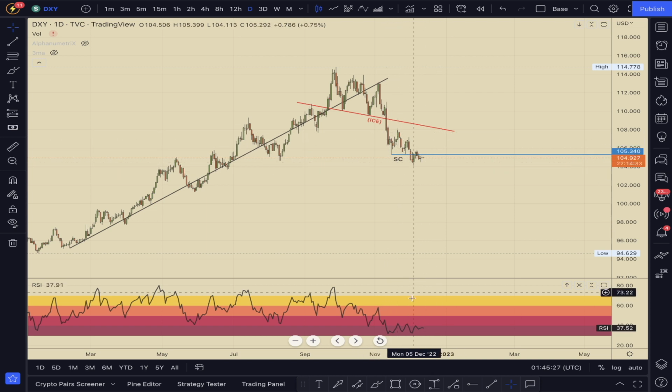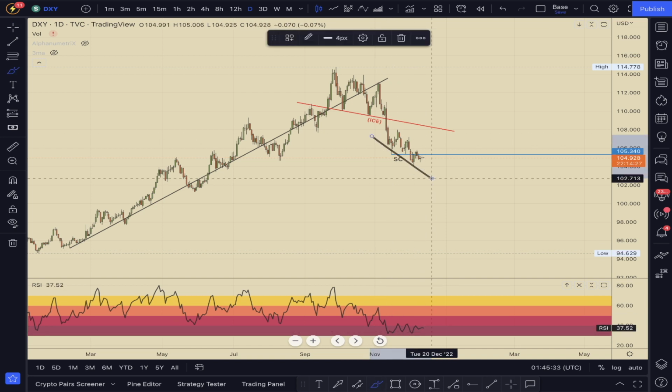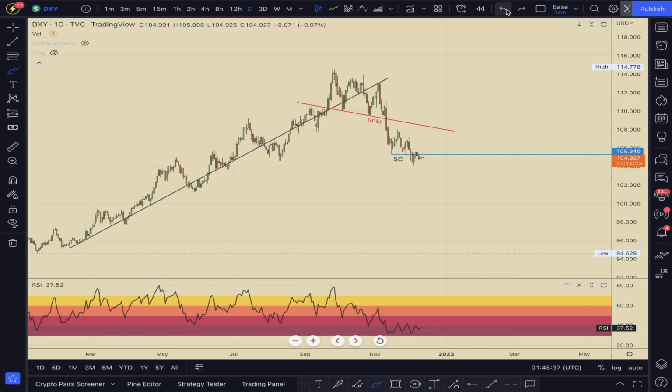So the assumption is lower levels here, but we are showing a little bit of a bullish divergence. As you can see right here, we are making lower lows, and on the RSI, we are making higher lows. So there is a bullish divergence. I expect an up move at some point.